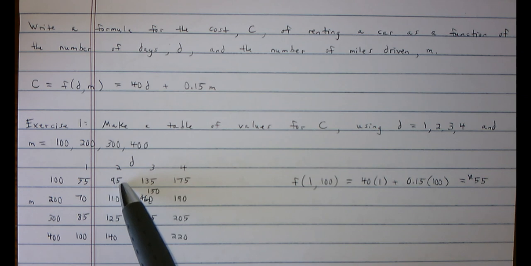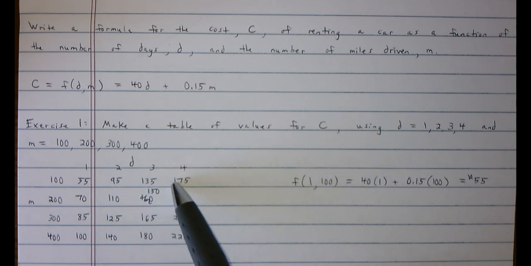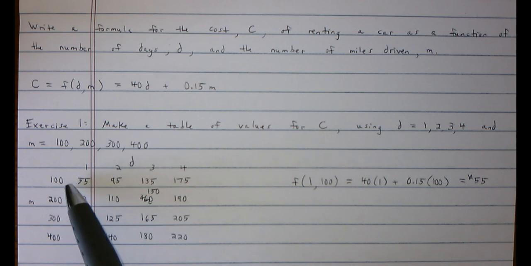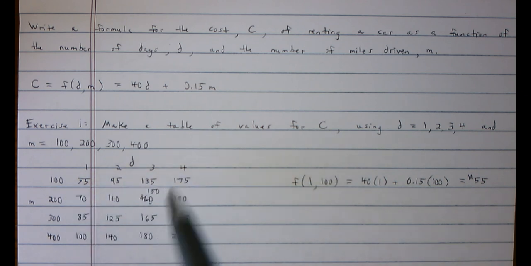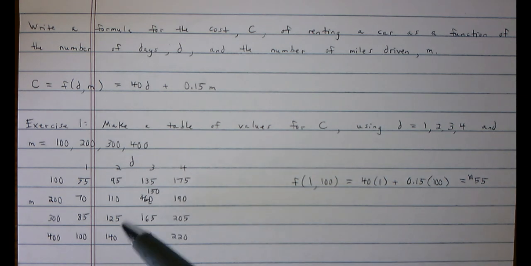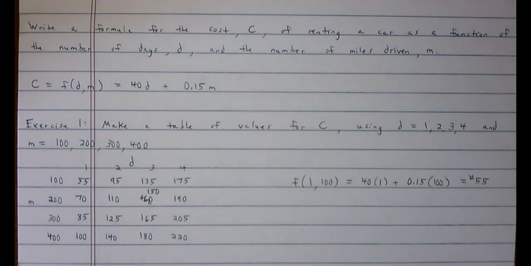Notice in row 1, as you move this direction, we're holding M fixed at 100 and letting D increase. And if you look at the other entries in the first column, we're holding D fixed at 1 and letting M increase.